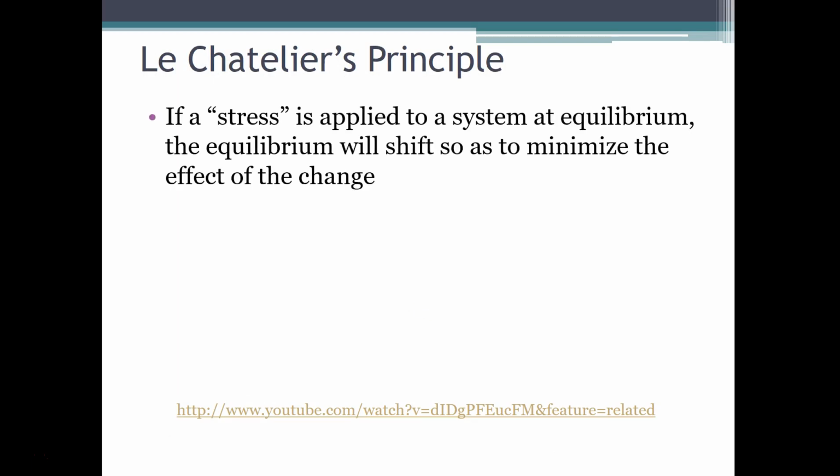Le Chatelier's principle says that if a stress is applied to a system at equilibrium, the equilibrium will shift so as to minimize the effect of the change and reestablish equilibrium. So what I want you guys to do now is actually pause this video and go to that link at the bottom of the page and watch a short video on how Le Chatelier's principle works, and then I'll come back and explain it. If you have access to this file on Blackboard, you can just click the link there, or you can just copy it into the search bar in your internet browser.